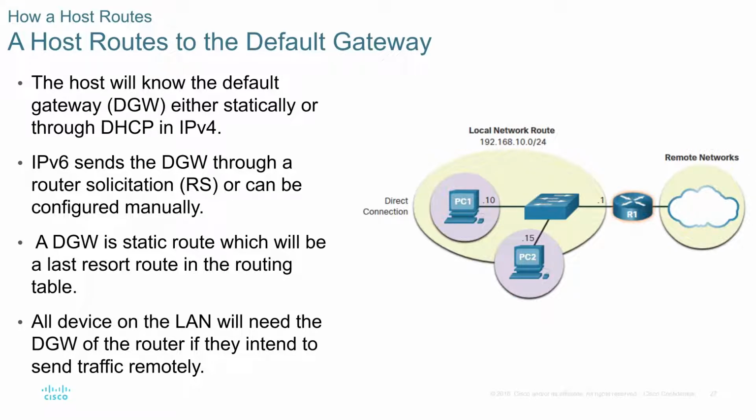The default gateway is a static route, which will be a last resort route in the routing table. If I have a route that matches the network that I need to go to, that would be used before a static route going to a default. All devices on the LAN will need the default gateway of the router if they intend to send traffic remotely.